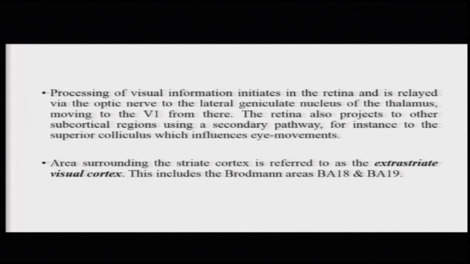Now, processing of this is something that I have already told you, so I am just going to repeat myself a little bit. Processing of visual information is initiated in the retina, is relayed via the optic nerve to the lateral geniculate nucleus of the thalamus and moves to area V1 or BA17 from there. The retina, by the way, also projects to other subcortical regions using a secondary pathway. For instance, there are projections from the retina to the superior colliculus. If you remember, we have talked about this in the earlier section. The superior colliculus is one of the regions involved in controlling eye movements, orienting the eyes towards where more information is to be found.